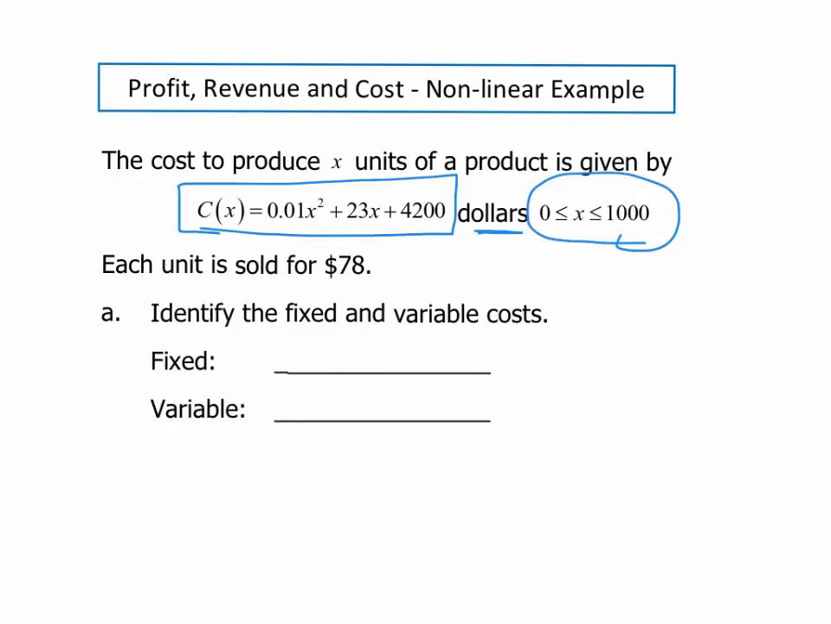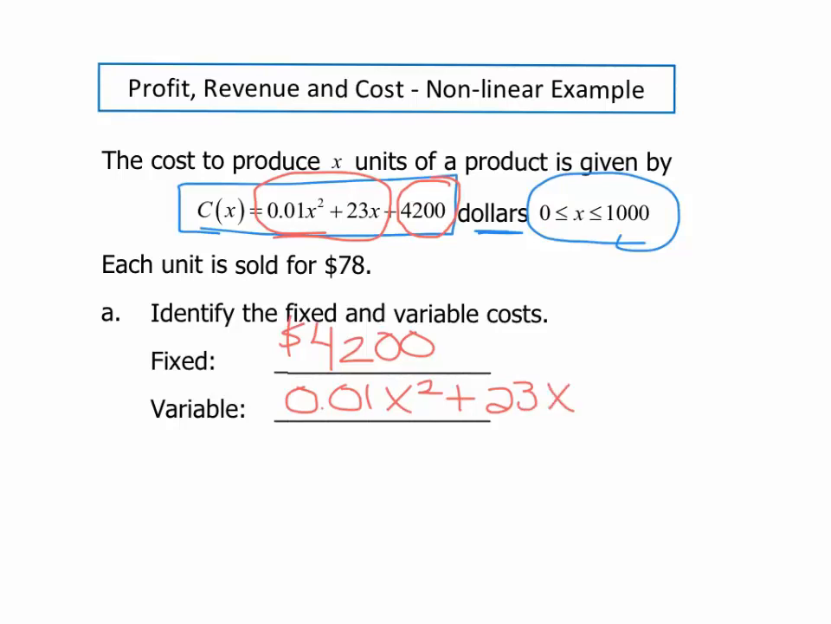Now remember, when we're talking about fixed costs, we're talking about the costs that don't change no matter what your X is, and so the fixed costs are always just the constant part of your function. So our fixed costs are $4,200. Our variable cost, this is the part of the cost that has the variable. So this part right here is our variable cost. So we're going to have 0.01 x squared plus 23x. Those are our variable costs.